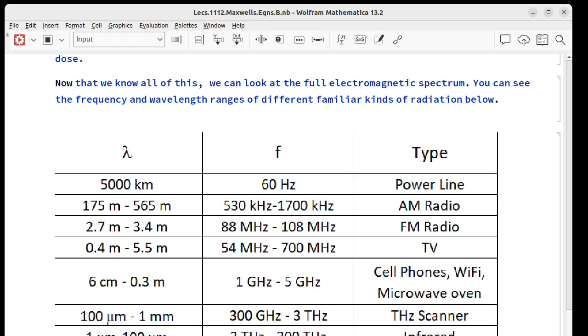X-rays typically range from a few nanometers down to 10 to the negative 11 meters. That's like 1% of a nanometer. That's 10 to the 17th to 10 to the 19th hertz. Above that frequency, or below this wavelength, we're talking about gamma rays, which are nuclear decay byproducts.